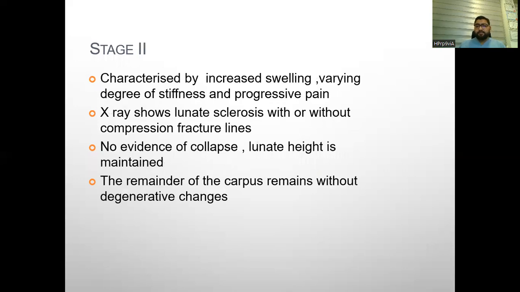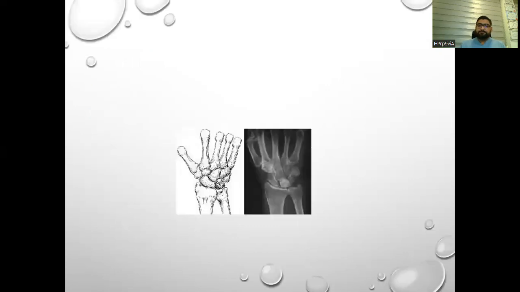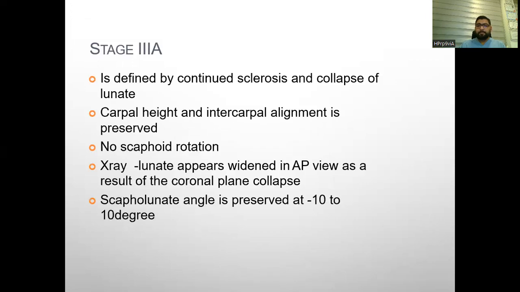Stage 2 is characterized by increased swelling, varying degrees of stiffness and progressive pain. X-ray shows lunate sclerosis with or without compression fracture lines, but there is no evidence of collapse. Lunate height is maintained in stage 2 disease. The remainder of the carpus remains without degenerative changes. This is also a radiographic illustration of stage 2, in which you can appreciate the sclerosis, but the height of the lunate is intact.